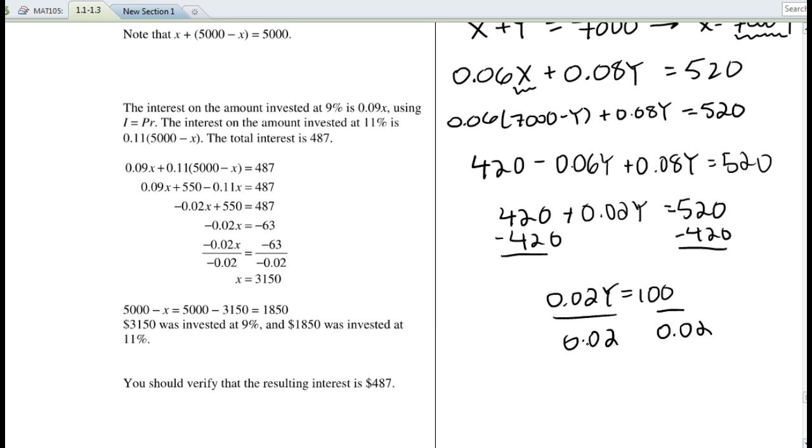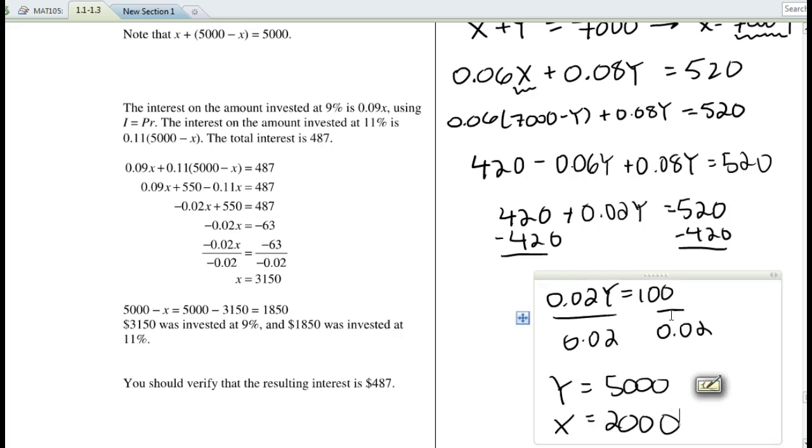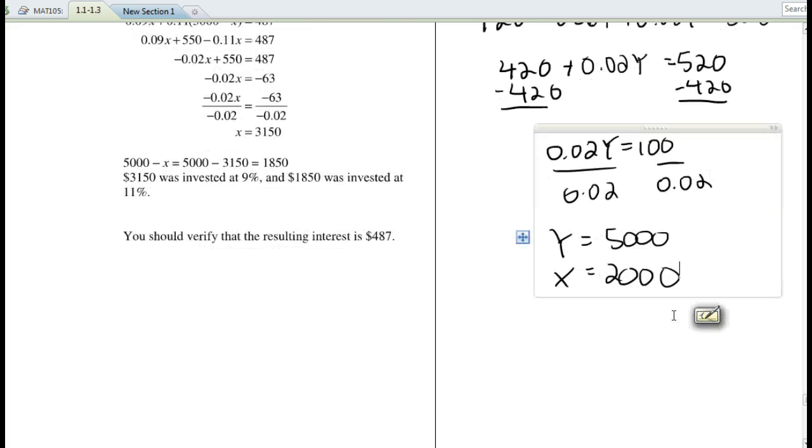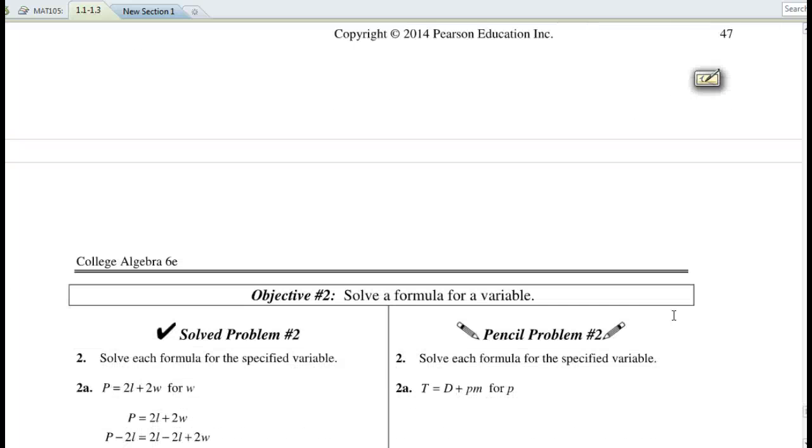Yeah, so it'll give 5,000. Okay, so if we have 5,000 in account Y, remember x plus y has to be 7,000, so we have 2,000 in account X. So 5,000 at 8%, 2,000 at 6%.